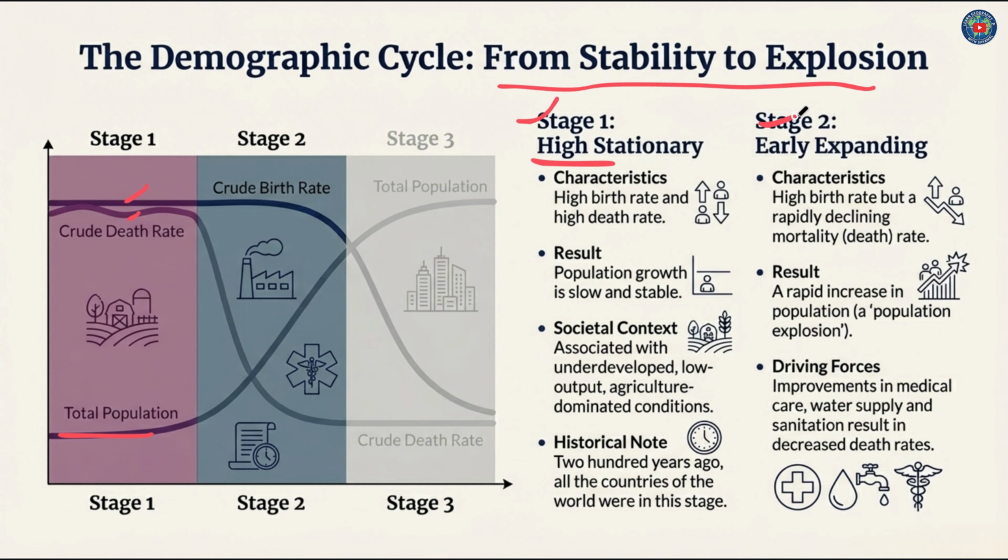Okay, stage 2, early expanding. Characteristics: high birth rate but a rapidly declining death rate, that means crude death rate. Result: rapid increase in population. It is called a population explosion. The driving processes in this stage are improvements in medical care, water supply, and sanitation, which result in decreased death rates.